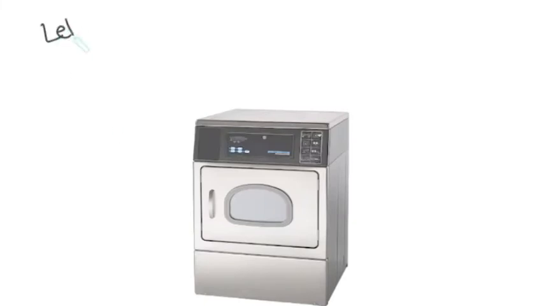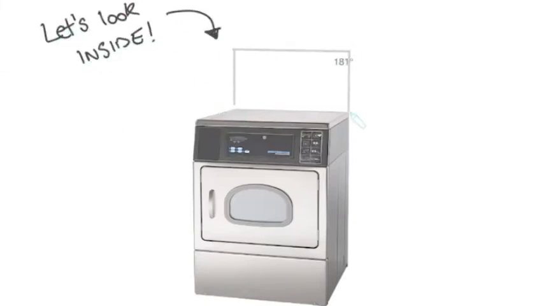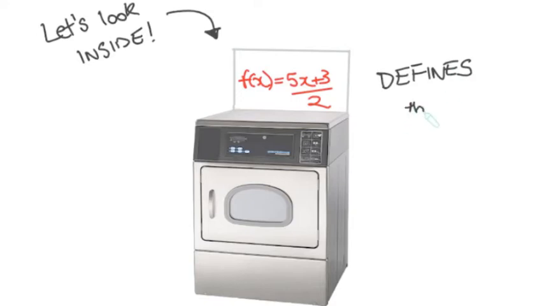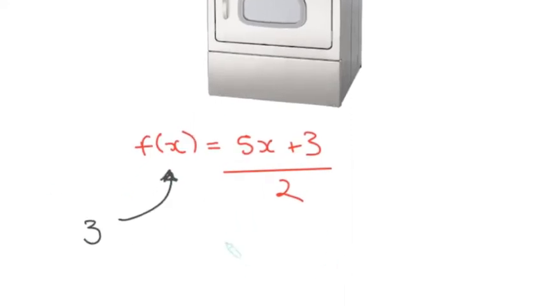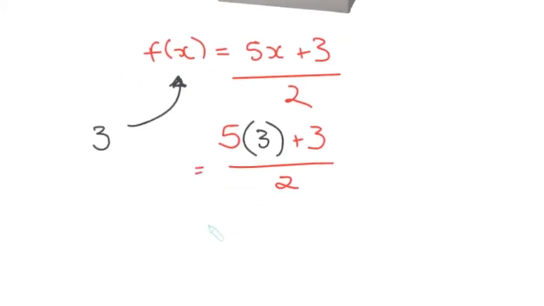But you're curious about how this new device works, so you decide to look inside and see how it's programmed. When you open the lid, you see this inside. f of x is equal to (5x plus 3) divided by 2. This is the code that programs the machine, or the math that defines the function. When you put a 3 into the function as x, it slots right into wherever you see an x in the function, giving (5 times 3 plus 3) divided by 2, which simplifies to 9.